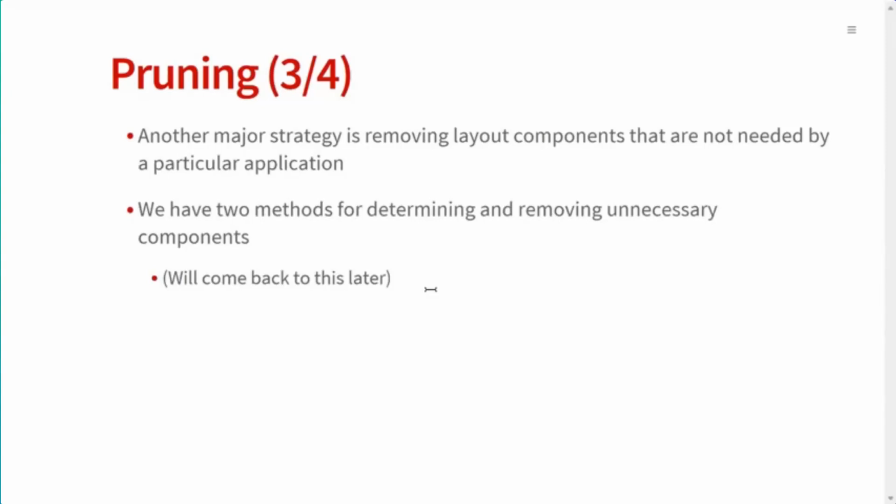Obviously the Wolfram Language is a big thing with lots of different sub areas and functionality. But you might have a really specific application that only needs specific functionality. So there's whole areas of the language that you don't need. And we're hoping that we can remove the components that are necessary for those areas from the layout that you bundle in your application, so you don't have as large of a footprint. We have two methods for trying to figure out what we can remove, and we'll come back to that later.